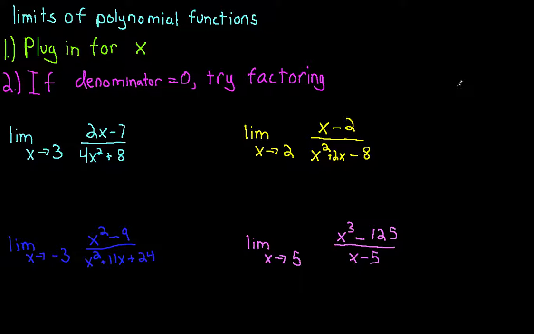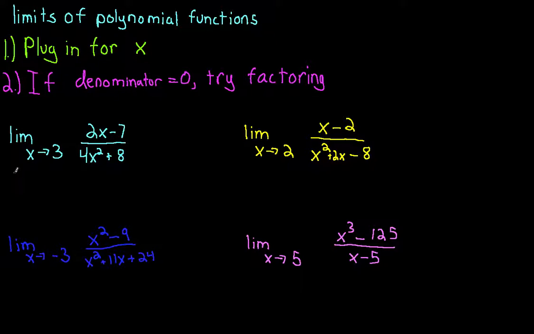Polynomial functions. Step one in finding a limit of a polynomial function is you're simply going to plug in for x. Step two is if the denominator is equal to 0, try factoring, see if you can get something to cancel out so you can get rid of that problem. So for number one here, the limit as x approaches 3.